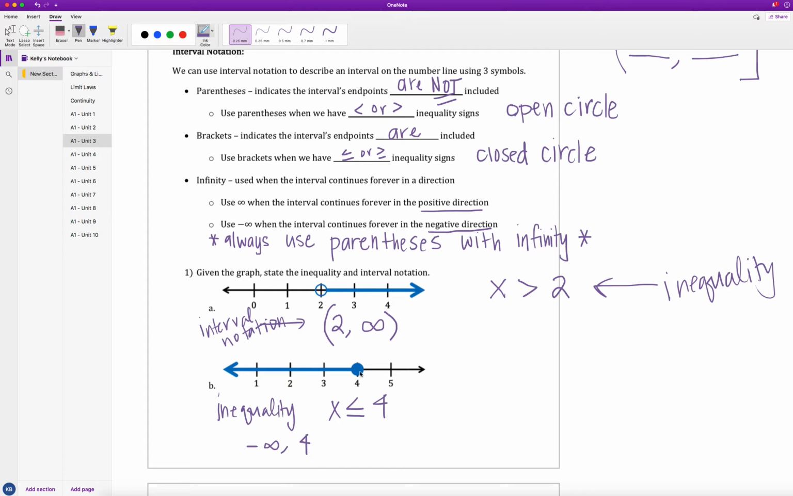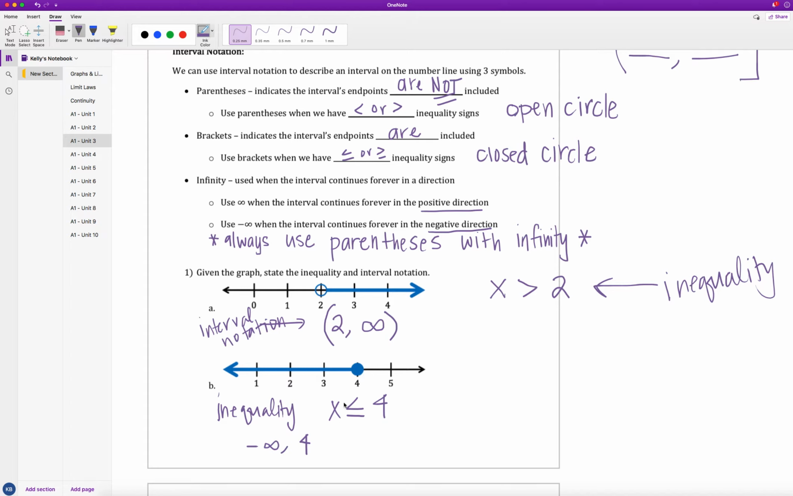So my smallest to my biggest. Just like we would write on a number line, we go smallest to biggest from left to right. Which is why on the first example I went 2 to positive infinity, because 2 is the smallest value all the way up. Versus in example B here, we're going smallest, which is this negative infinity concept, all the way up to 4, which is our biggest number.